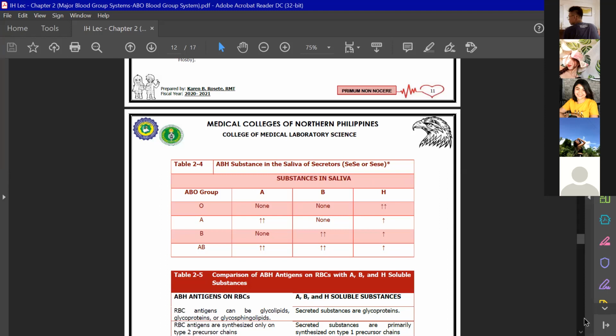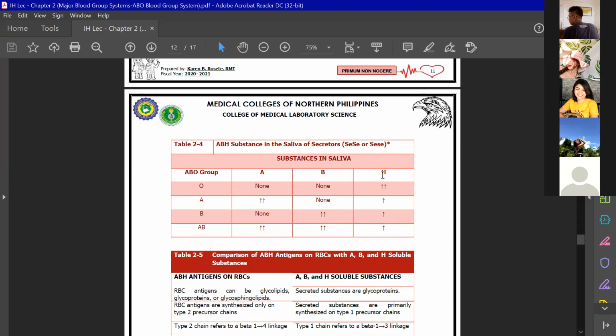Okay. Ma'am, kasi po precursor po siya? Opo, yun. That is another reason. Kasi precursor siya ng ating A and B genes. That is the precursor substance, your H. Okay, we are talking about secretors here. So we are talking about soluble antigens. So your H soluble antigen is actually the precursor in the formation of your A and B soluble antigens. Yes, ma'am. Okay.